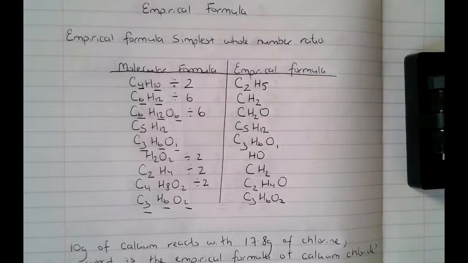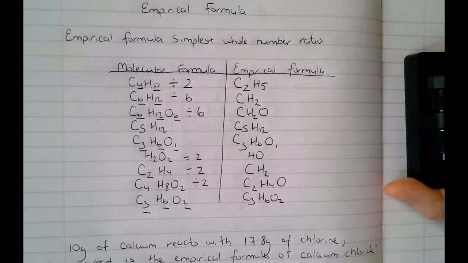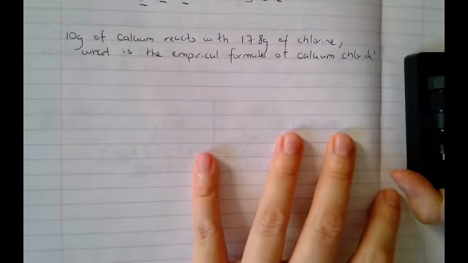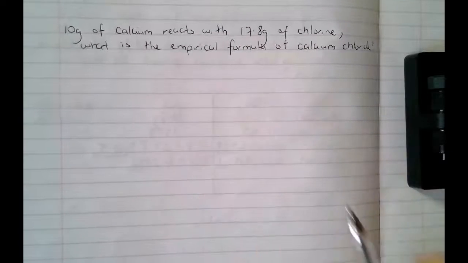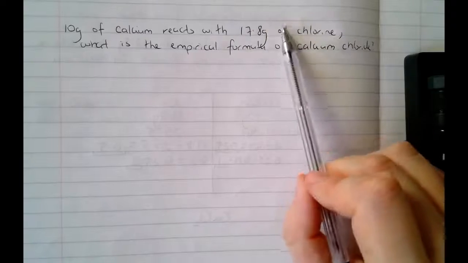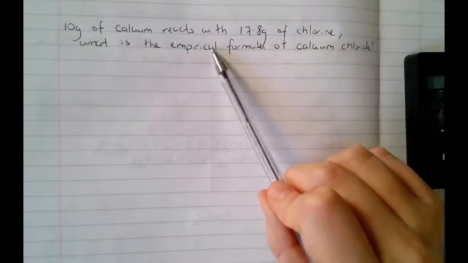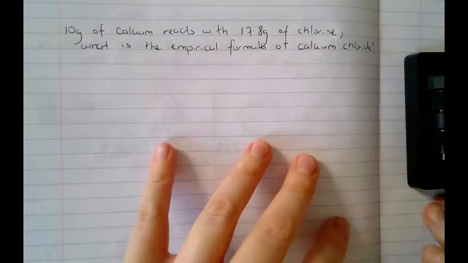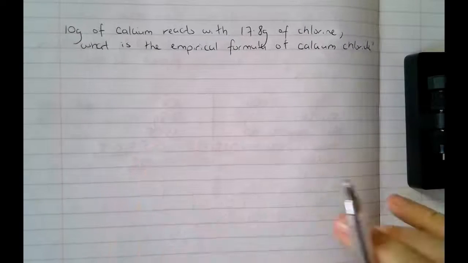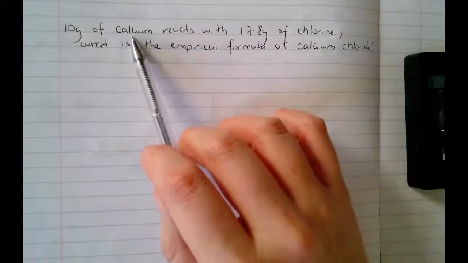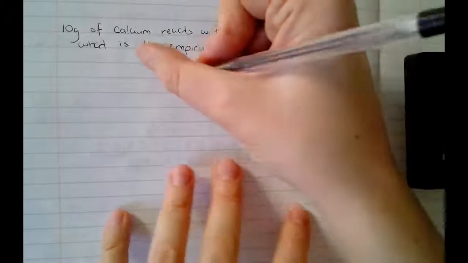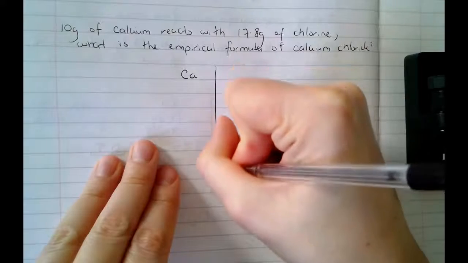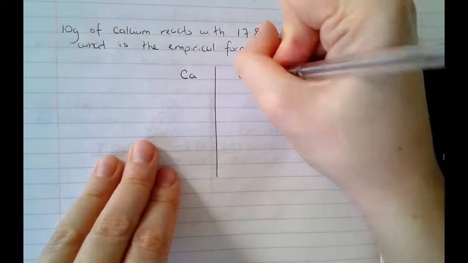But they can also ask you to calculate empirical formula using mass. And if this comes up, this can be a 3 or even a 4-mark question. So this is a typical question. 10 grams of calcium reacts with 17.8 grams of chlorine. What is the empirical formula of calcium chloride? To do this, I would always start by drawing a table. And the first thing I'm going to include are the symbols for the elements present. So the symbol for calcium from my periodic table is Ca. The symbol for chlorine from my periodic table is Cl.